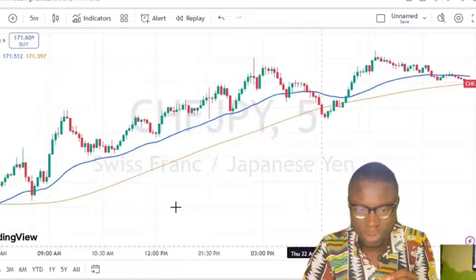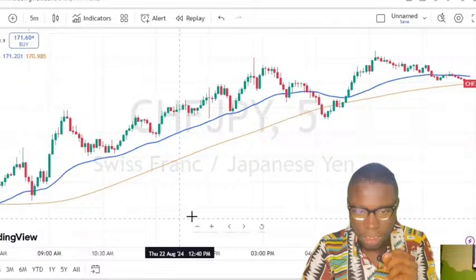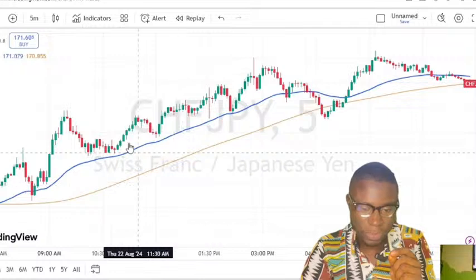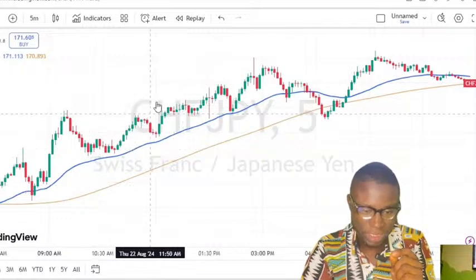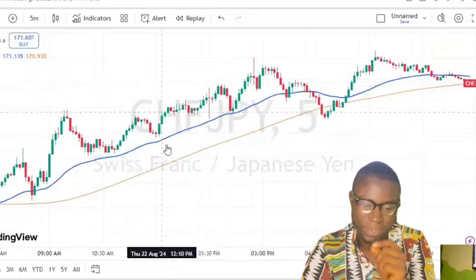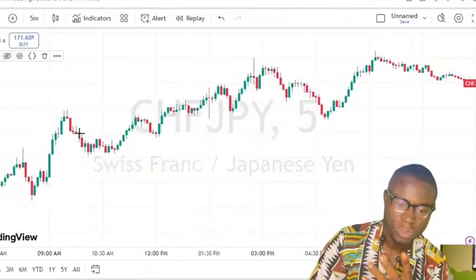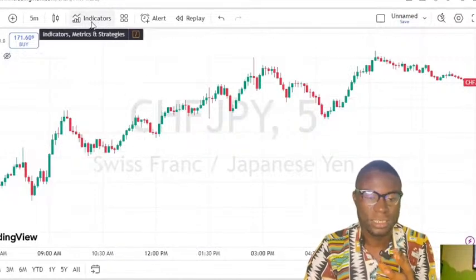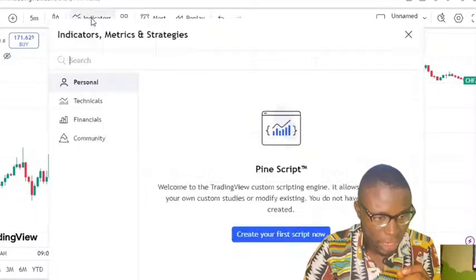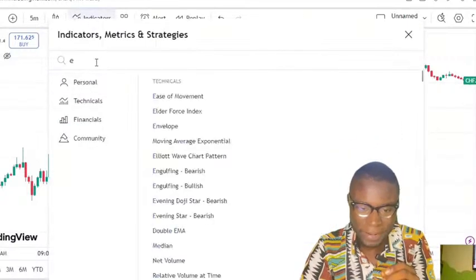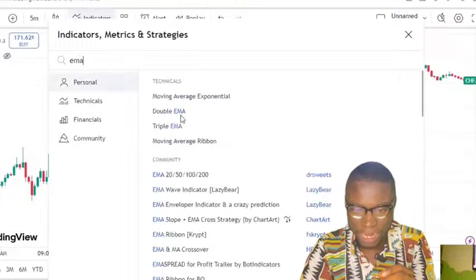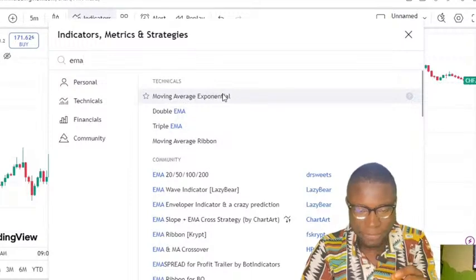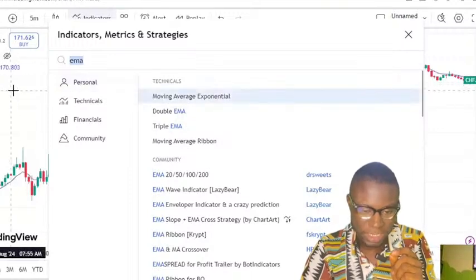in your chart. If you want to get this moving average in your chart, what you need to do is log into your TradingView. When you log into your TradingView, you are going to see your chart like this without the moving average. So what you do is go to this place where the indicators are, click on it and then type just EMA. Then you are going to see this very first one, moving average exponential. Click on it, it's going to appear here.